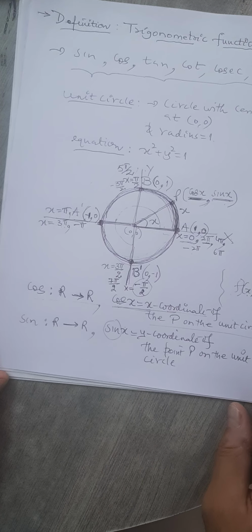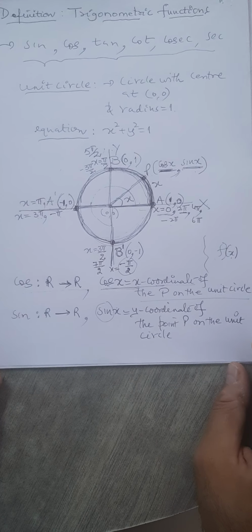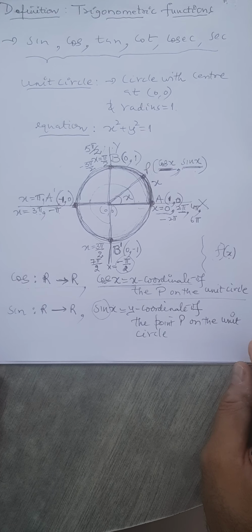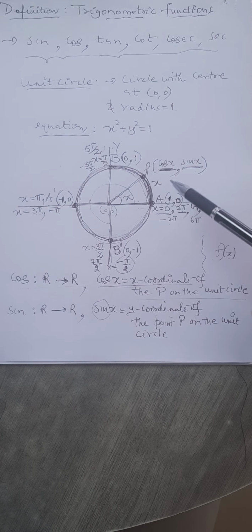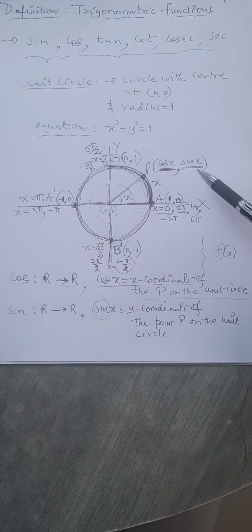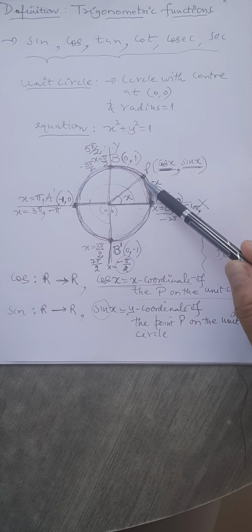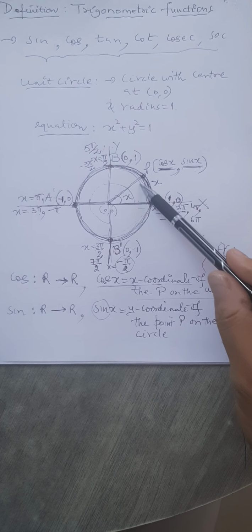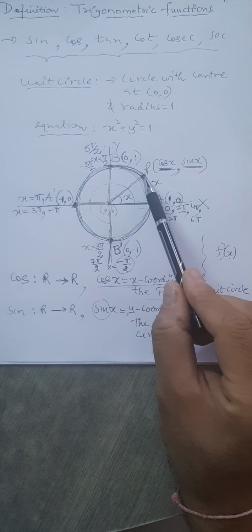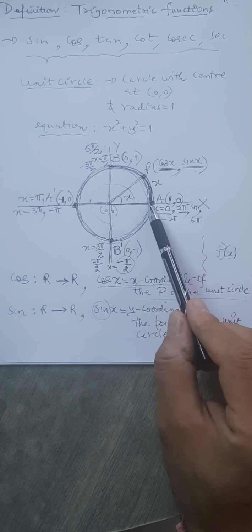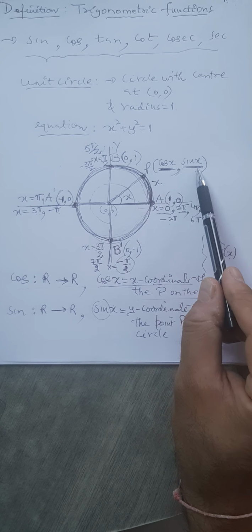So this way we have the concept of the unit circle and trigonometric functions. Remember, mainly in the trigonometric functions, cos represents the x coordinate and sine represents the y coordinate of every point on the unit circle. Remember, why did I write x here? Because I have considered this arc length as x. So here cos x, here sine x.